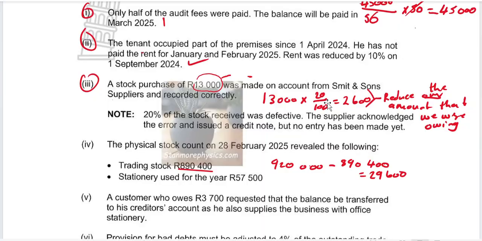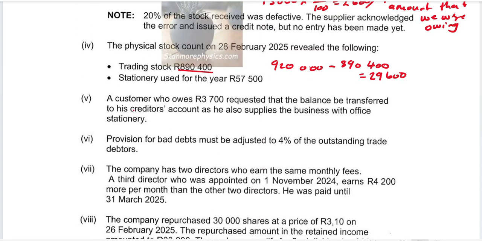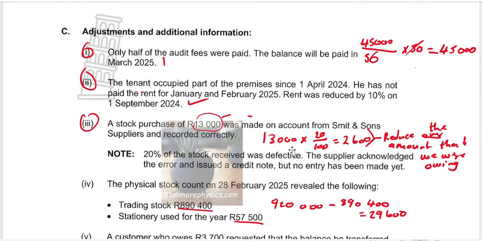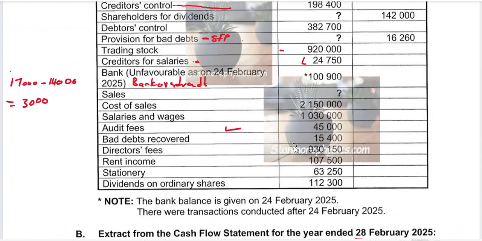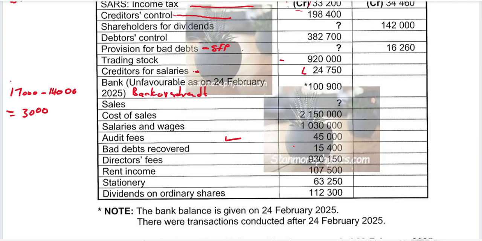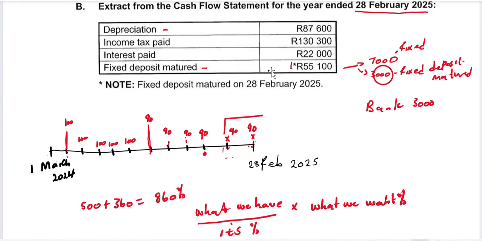So okay, let's go. The stationery used for the financial year is 57,500. This one I explained at the beginning. 57,500. Here we come. We're gonna compare the stationery of 63,000. We're gonna say 63,000 minus the 57,500. And then when we say 63,250, let's come and write it.